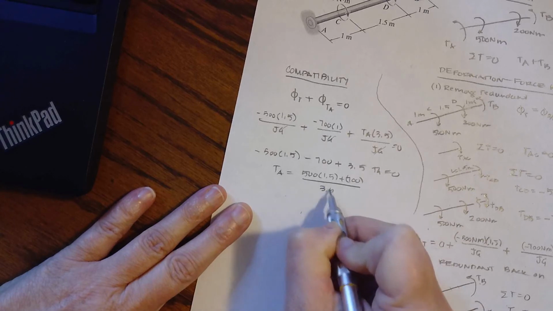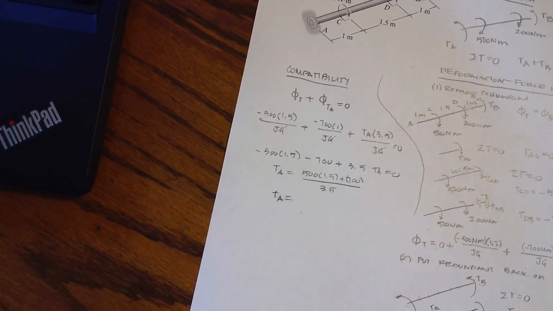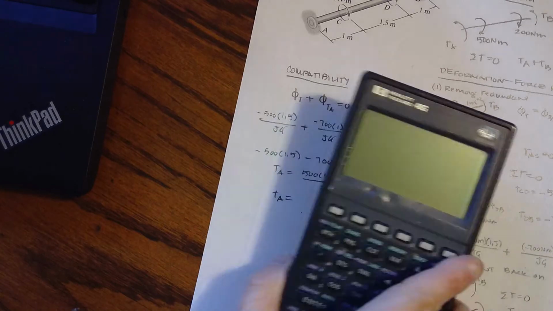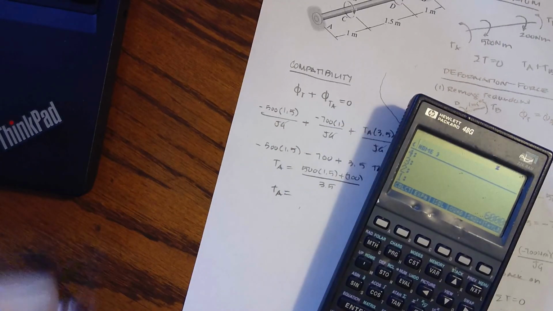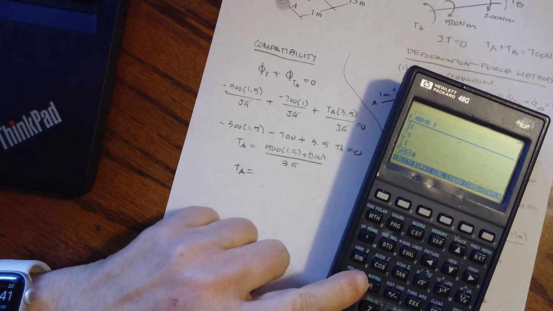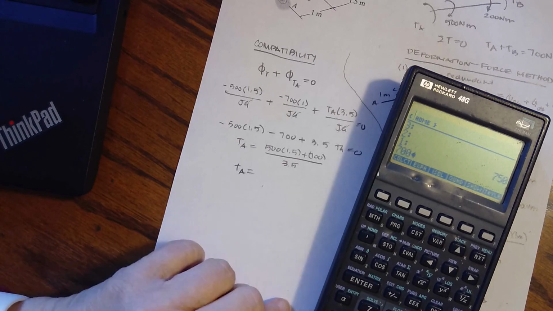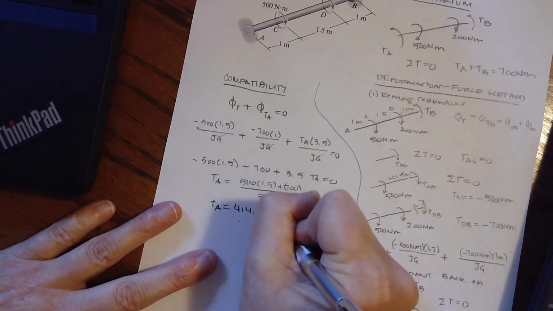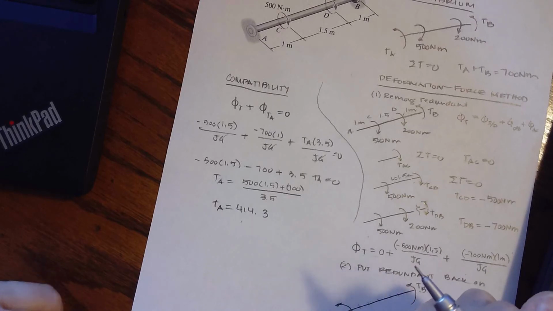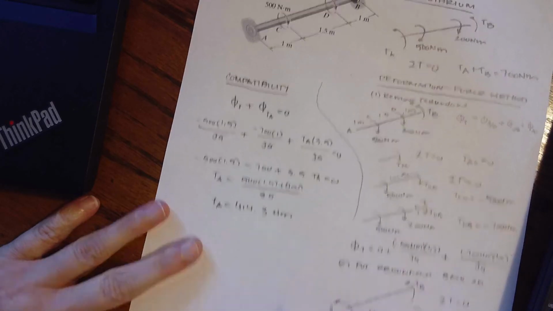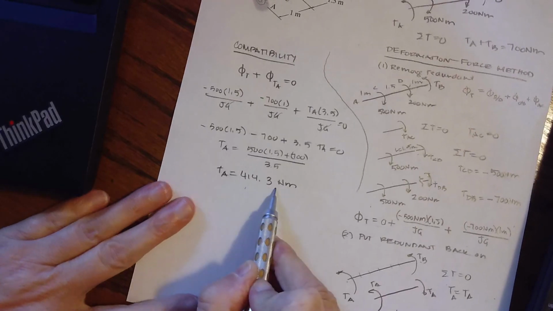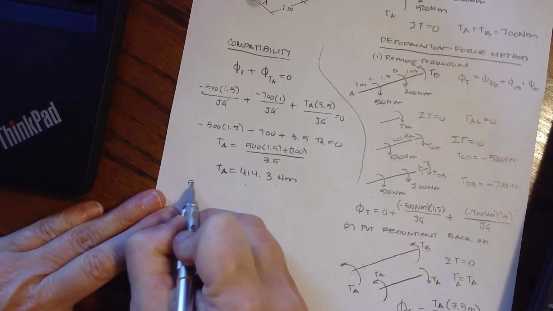divided by 3.5. So the torque at A, and one of the reasons I like this method is because I don't have to have 2 equations and 2 unknowns, which is what happens if we do the compatibility of deformations. We end up with unknown TA and TB, and that's just a lot more work. So we have 500 times 1.5 plus 700, divided by 3.5, and I get 414.3. And my units are going to be Newton meters. So if torque A is 414.3, I can go back to equilibrium.